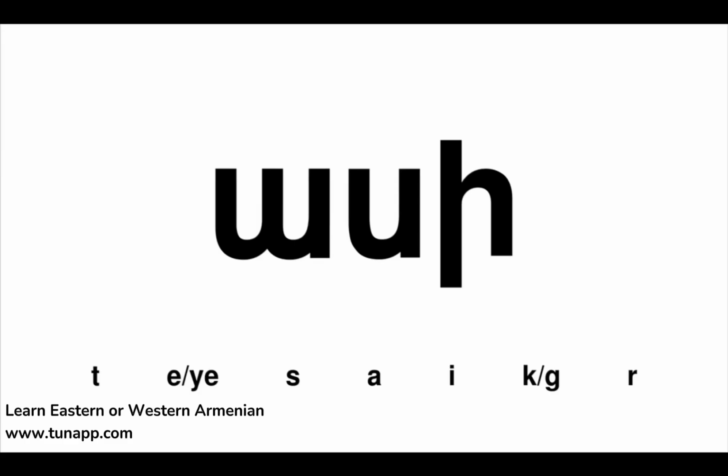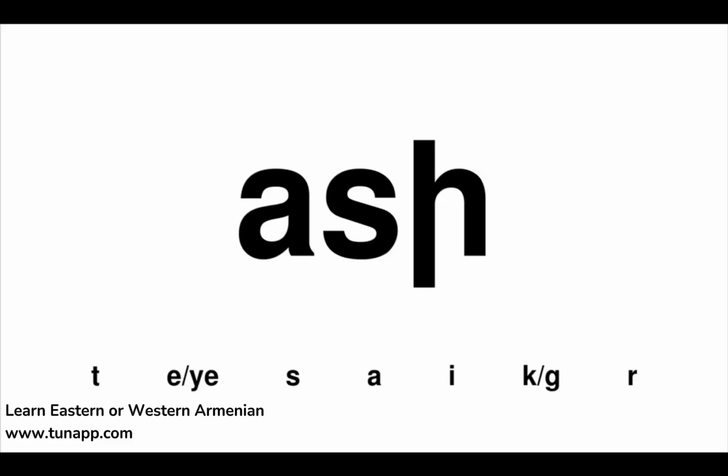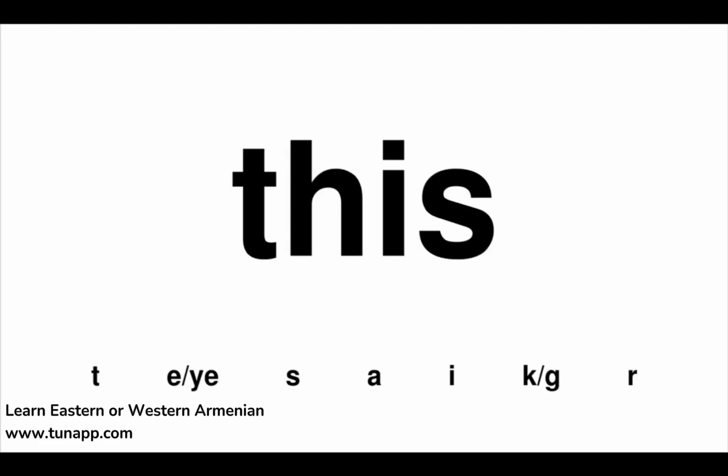Okay, let's try another. What's the first letter that you can see in this word? Can you recognize it? Okay. What about the second? S. You should be getting faster at this by now. Well done. And what about the final letter? Remember, this is the one that looks like another one of the letters that we've learnt today. I. Asi. Well done. Asi is another way of saying this in Armenian. Well done.